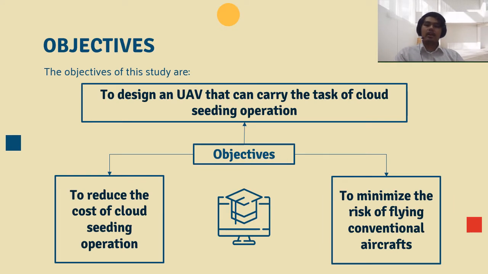There are three objectives of this study. The first one is to design a UAV that can carry out the task of cloud seeding operation. The second one is to reduce the cost of cloud seeding operation. And the third and final objective for this project is to minimize the risk of flying conventional aircraft.